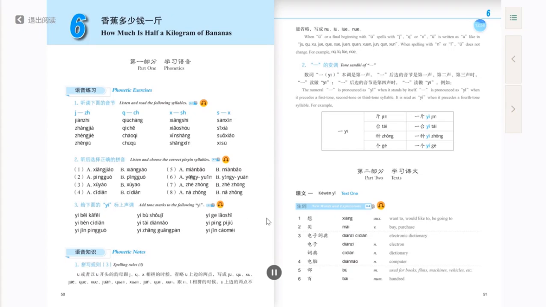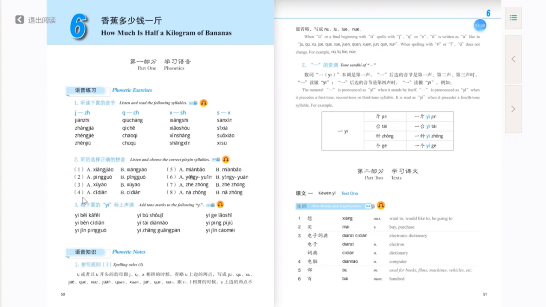3. 给下面的一标上声调。一杯咖啡，一本词典，一斤苹果，一部手机，一台电脑，一张光盘，一个老师，一瓶啤酒，一斤草莓。 Okay, so this is the Sandhi of E.